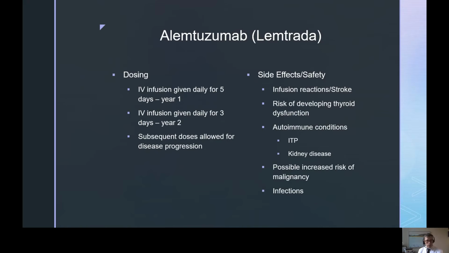Because of the safety issues, blood work is done monthly for 4 years after the last treatment. So we keep an eye on specifically the thyroid function and platelet count.